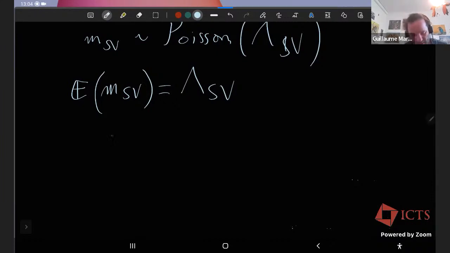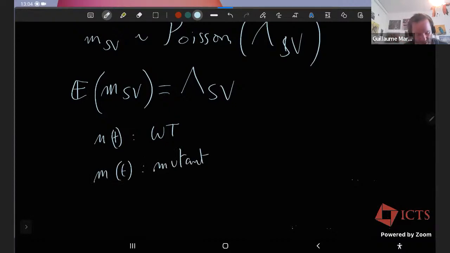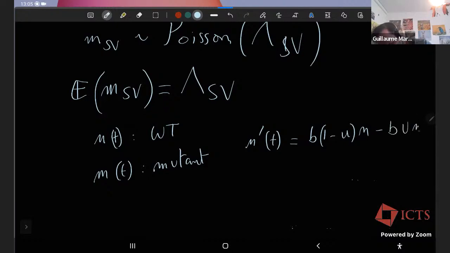You can just take the dynamics of the mutant. Let's say N of T is the wild type count, M of T is the mutant. The change in N is B times 1 minus U, because you must not mutate, times N. It's all the guys that are born from wild type and that are not mutants.